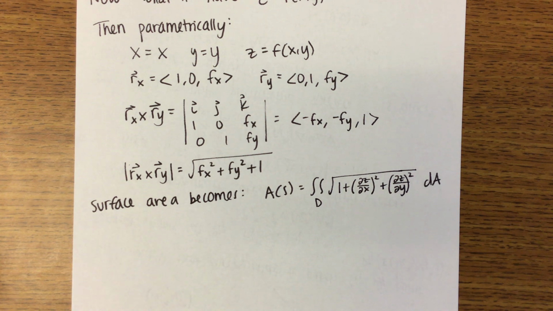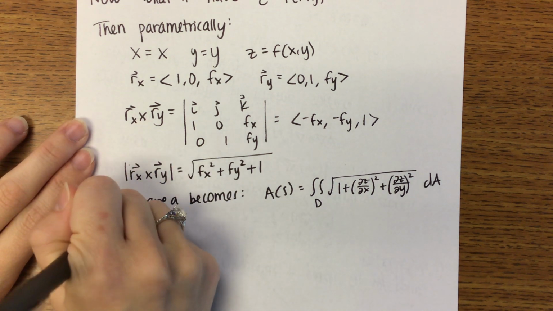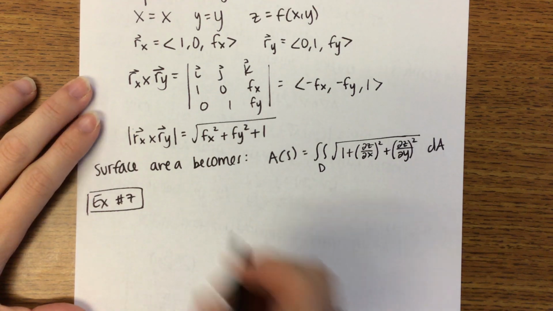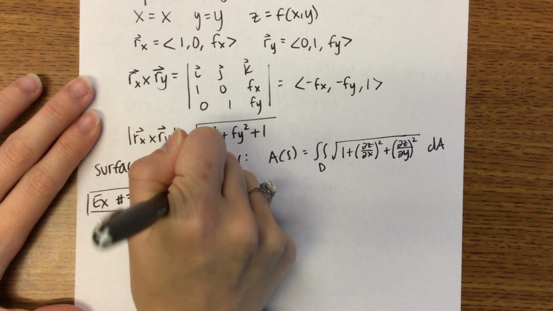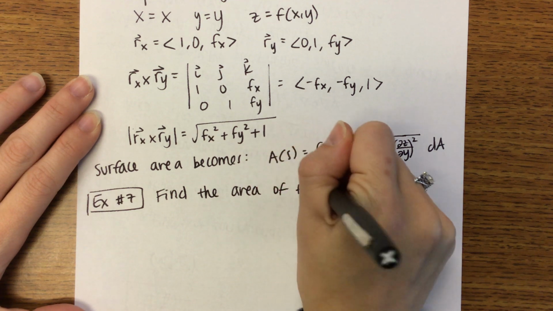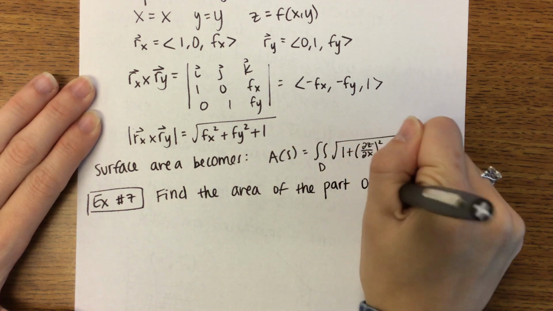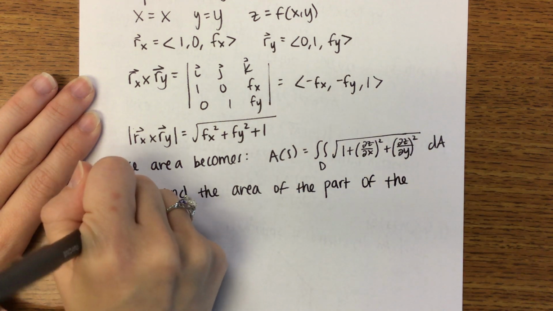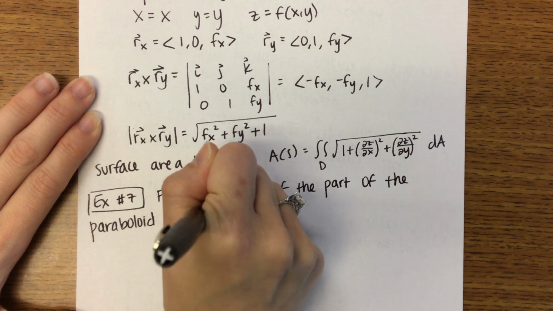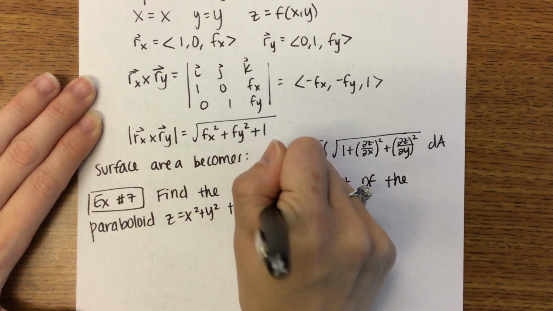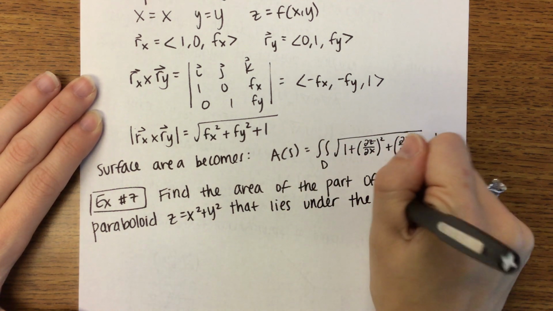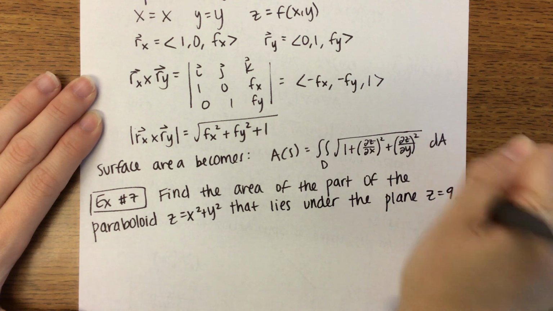Okay, we're going to do one example together. Find the area of the part of the paraboloid z equals x squared plus y squared that lies under the plane z equals 9.